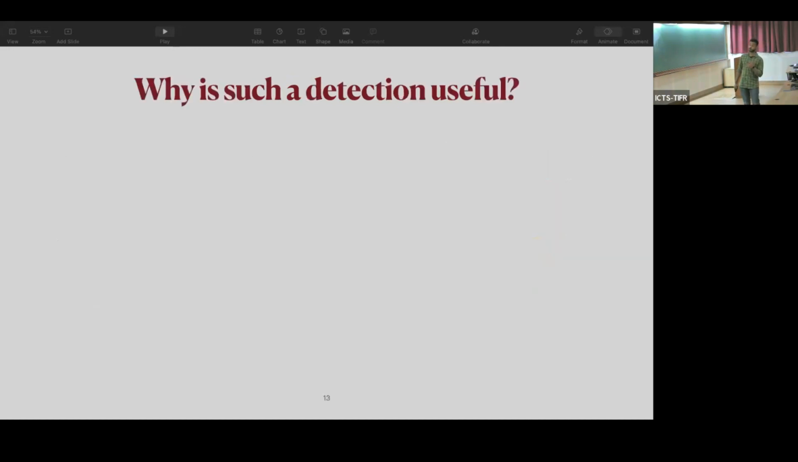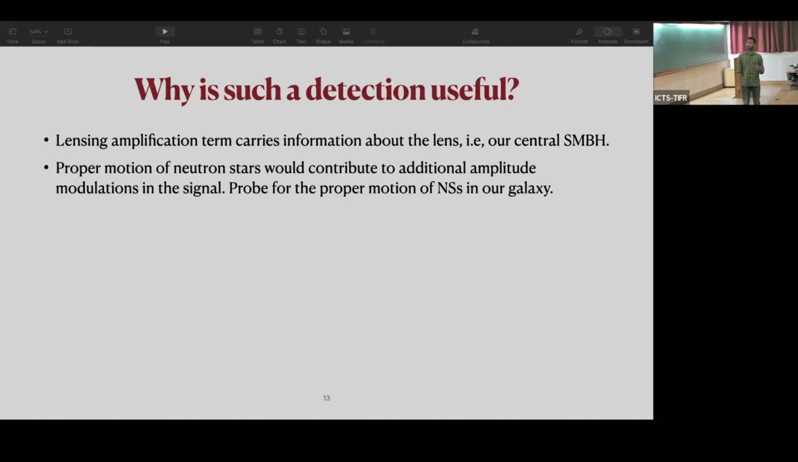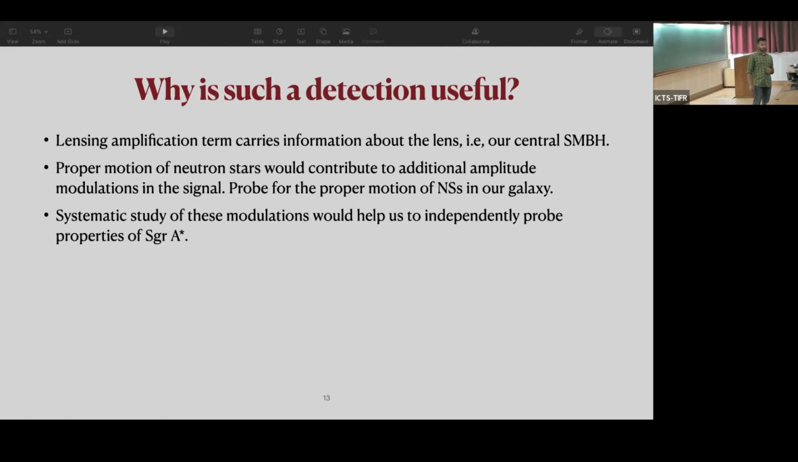What can we do with such a detection? Why are we so excited about it? I've already pointed out that lensing amplification carries additional information, like about the lens. Also, the proper motion of neutron stars on the time delay surface would cause waveform modulations. So these observations, if made, can be a probe for the proper motion of neutron stars in our galaxy. A systematic study of these modulations can help us independently probe the properties of Sagittarius A star, our central supermassive black hole, the one whose discovery was recognized with the Keck group.